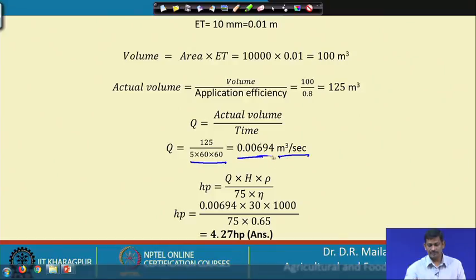Okay. So, now HP, knowing the Q and H, you substitute the values. This is the density, and then the efficiency 75 is the efficiency, and this is the viscosity. So, substituting all the values, you get 4.27 HP. So, this is the value of the power required by the pump to discharge Q at a head of H.